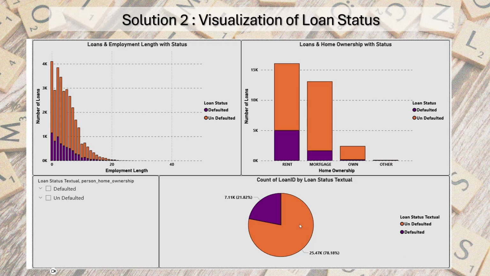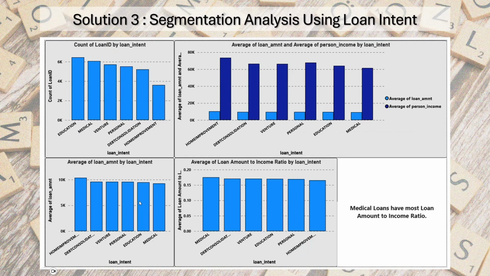And in this pie chart, we can see that 21.8 percent, which is 7,100 people, have defaulted on their loan, while 25,000, that is 78%, have not defaulted. And here a slicer is there to select defaulted and undefaulted as well.